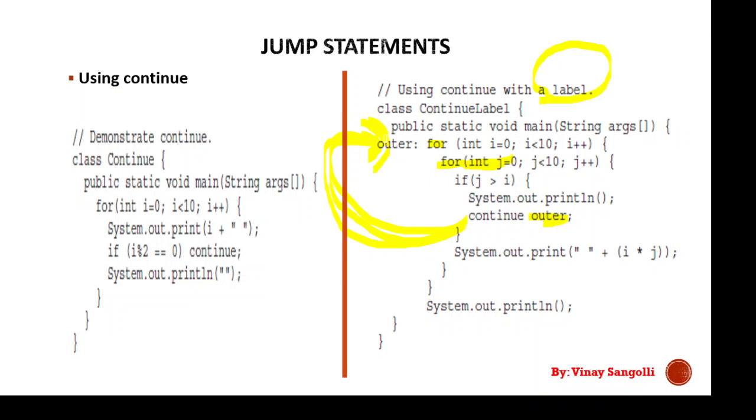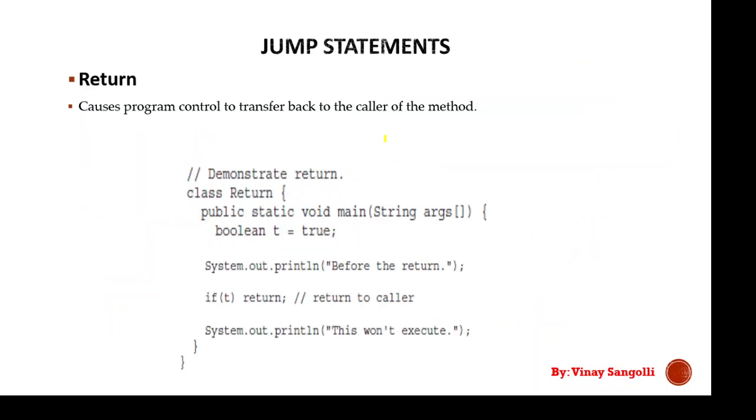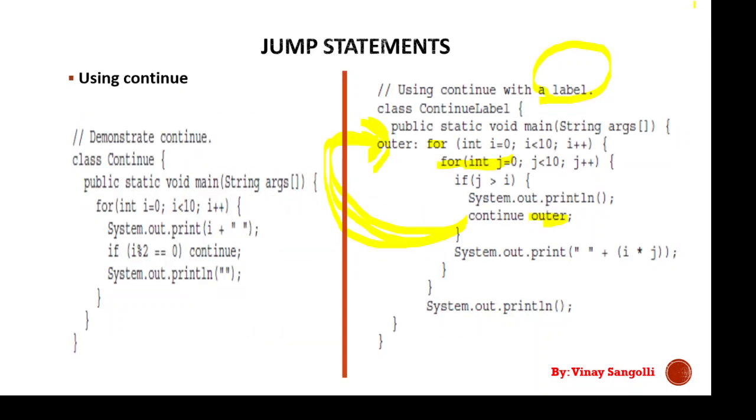So this is regarding your continue with a label. The only small thing you remember, don't worry much here, is that a label can be used whenever we have multiple for loops like this, and using this label we can tell where the continue is applicable, to which loop, either to the inner loop or to the outer loop.